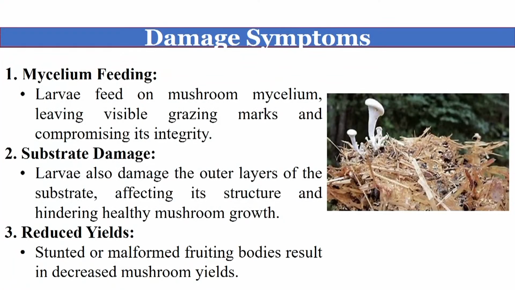Larvae also damage the outer layers of the substrate, which can affect the structure as well as hinder healthy mushroom growth. If small bulb-like structures appear on the mushroom mycelium in the initial growing stage, they can damage the growth of the mushroom. Stunted and malformed fruiting bodies can also result from the infection, affecting the mushroom yield.